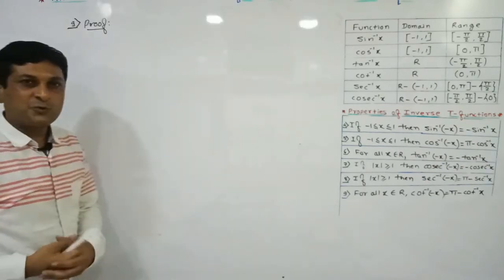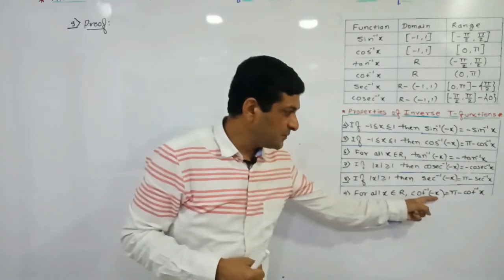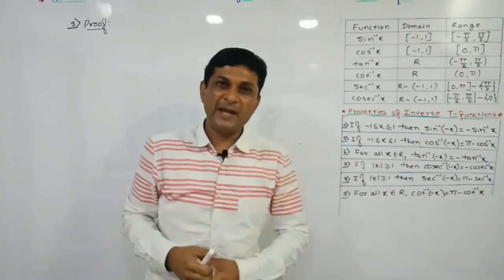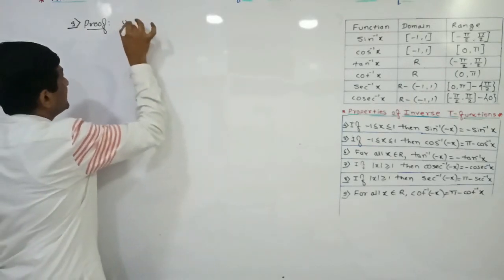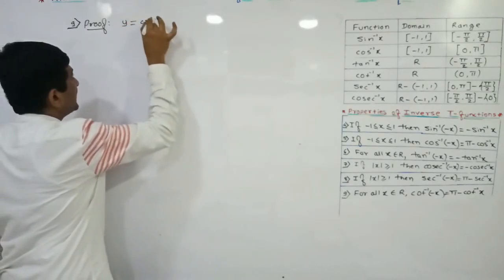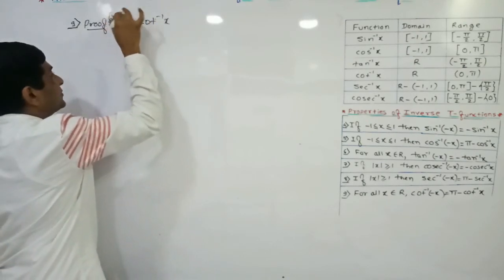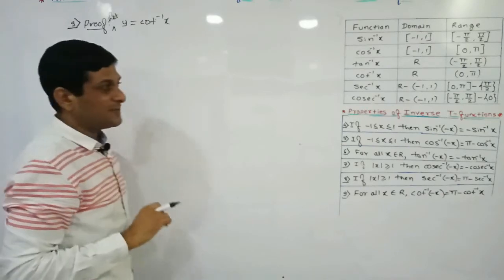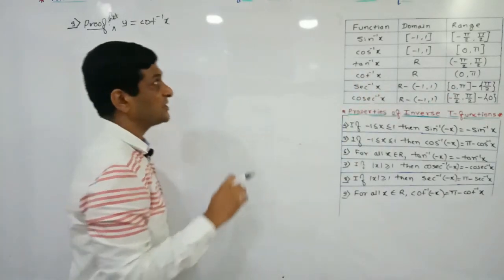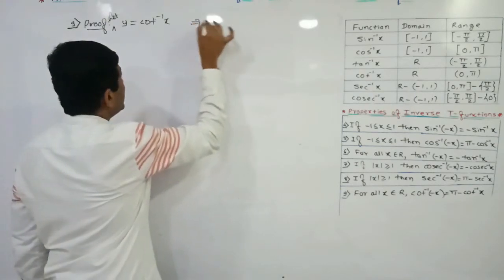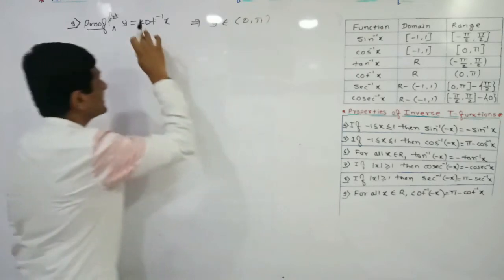Now let us try to prove the property number 9. In this case, we have to prove that cot inverse of minus x is equal to pi minus cot inverse of x. So let us denote cot inverse of minus x by y. So let y is equal to cot inverse of minus x. Now y is the value of what? Cot inverse of minus x means it lies in which interval? 0 to pi, which implies that y belongs to the interval 0 to pi.